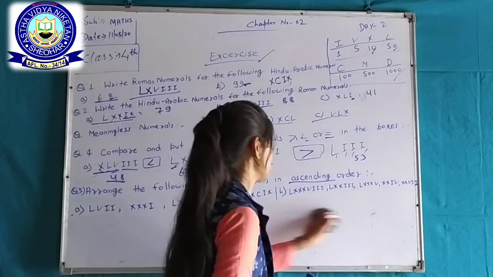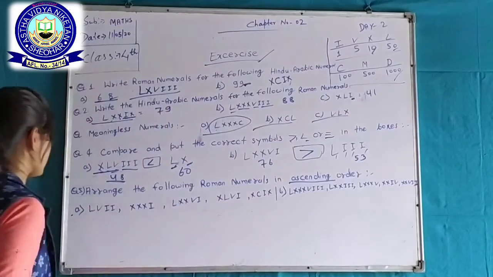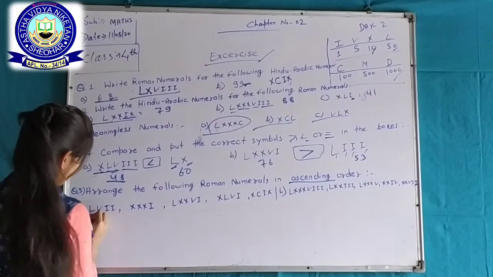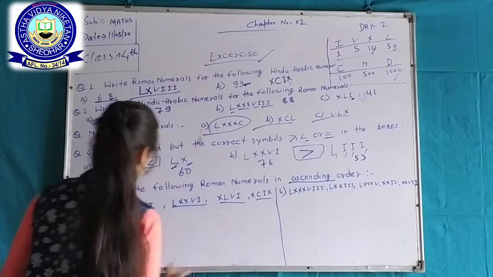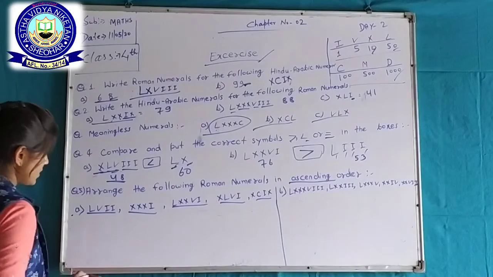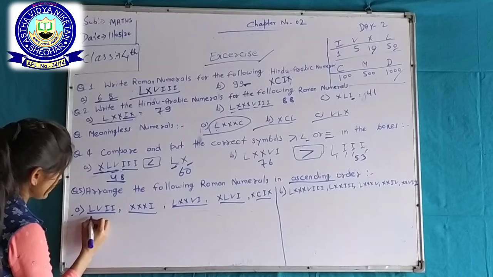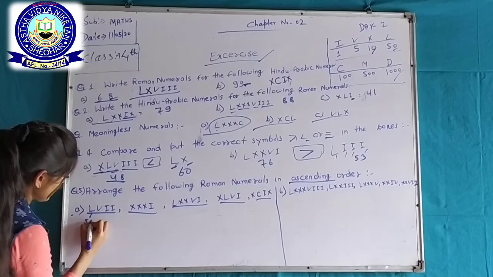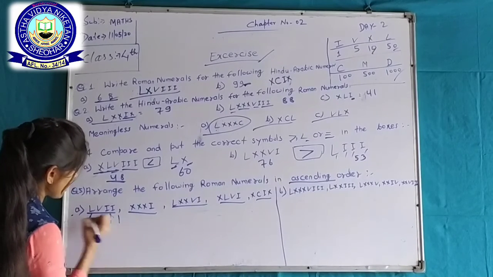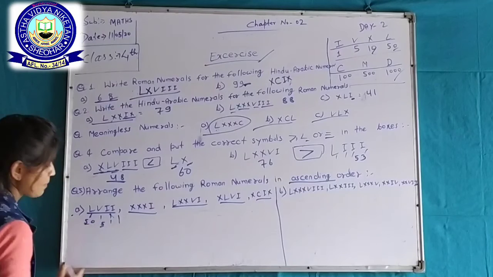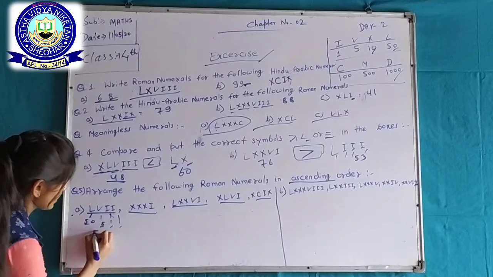Then other digits or numbers. First of all, you have to write the Hindu Arabic numerals for these Roman numerals. The value of these Roman numerals is: L means 50, V means 5, and double I. Here this I means 1 and this I means 1. 50 plus 5 is 55, 56 and 57.